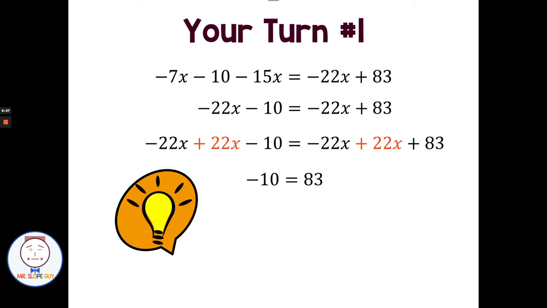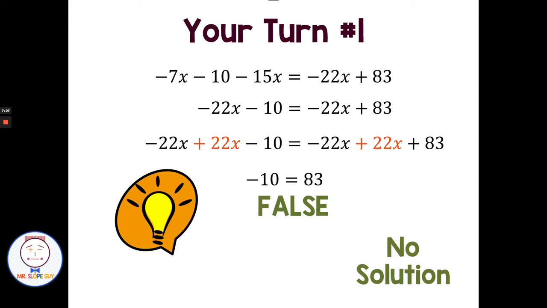And I'm left with negative 10 equals 83, which means that is a false statement. If my variables drop out and give me a false statement, then we have no solution. There's no value for x that will work in the original equation. Therefore, it has no solution.